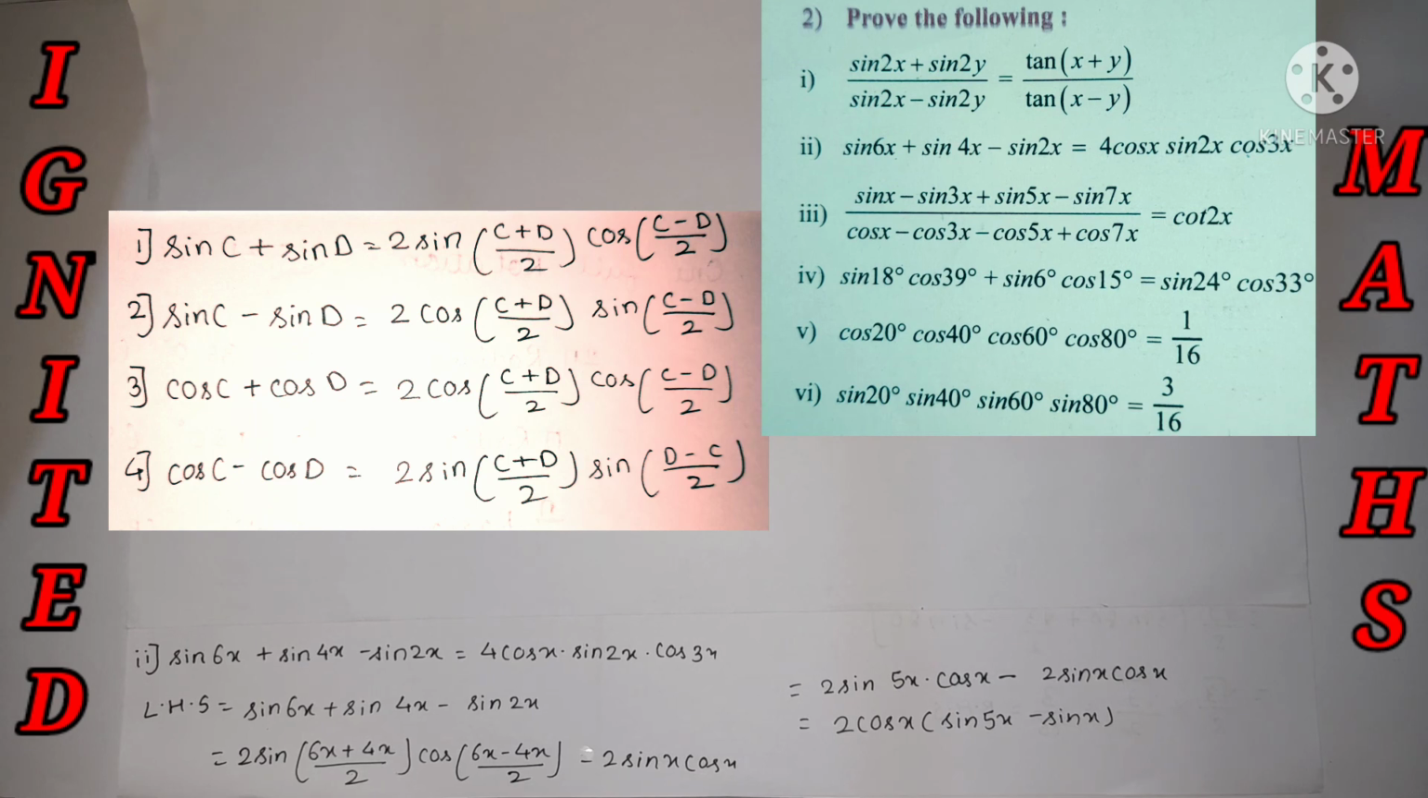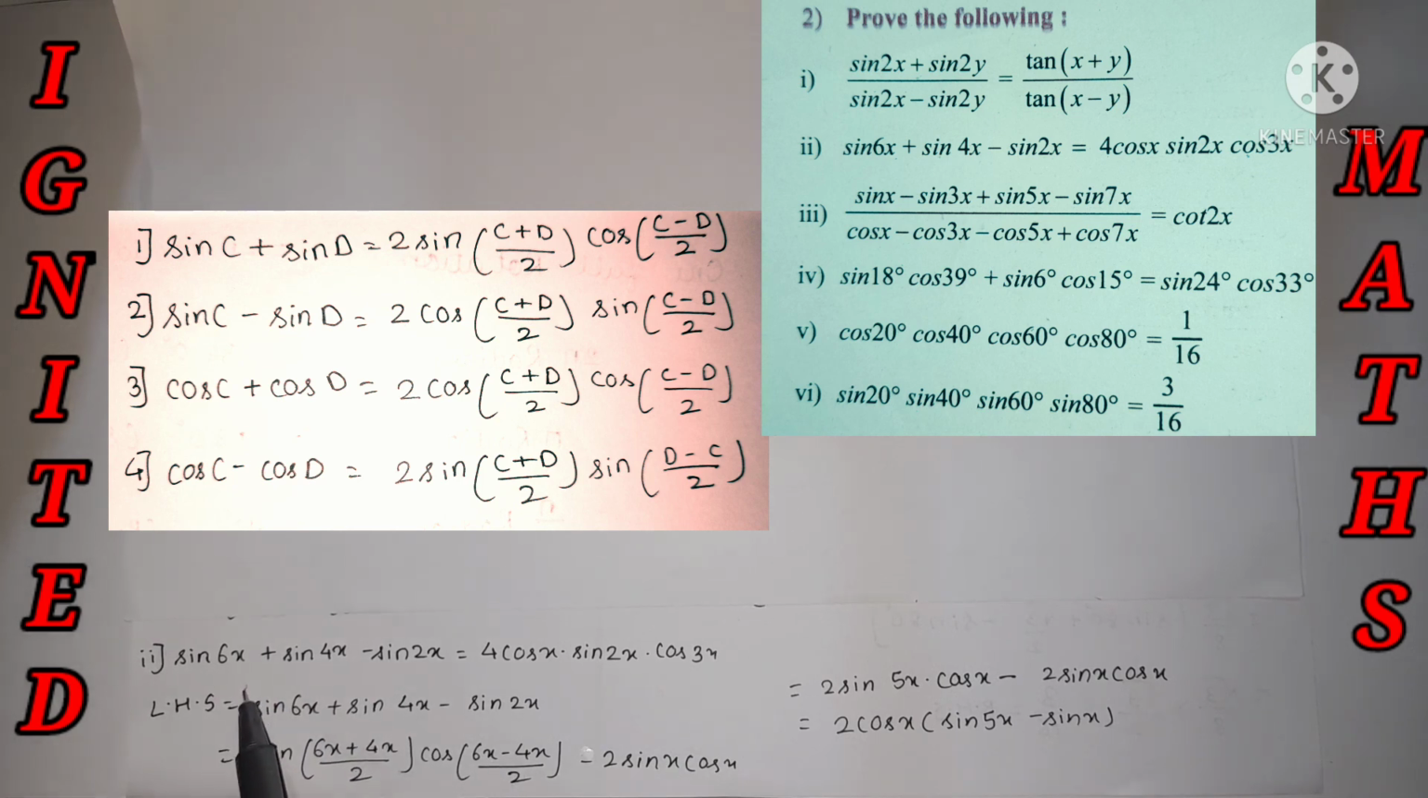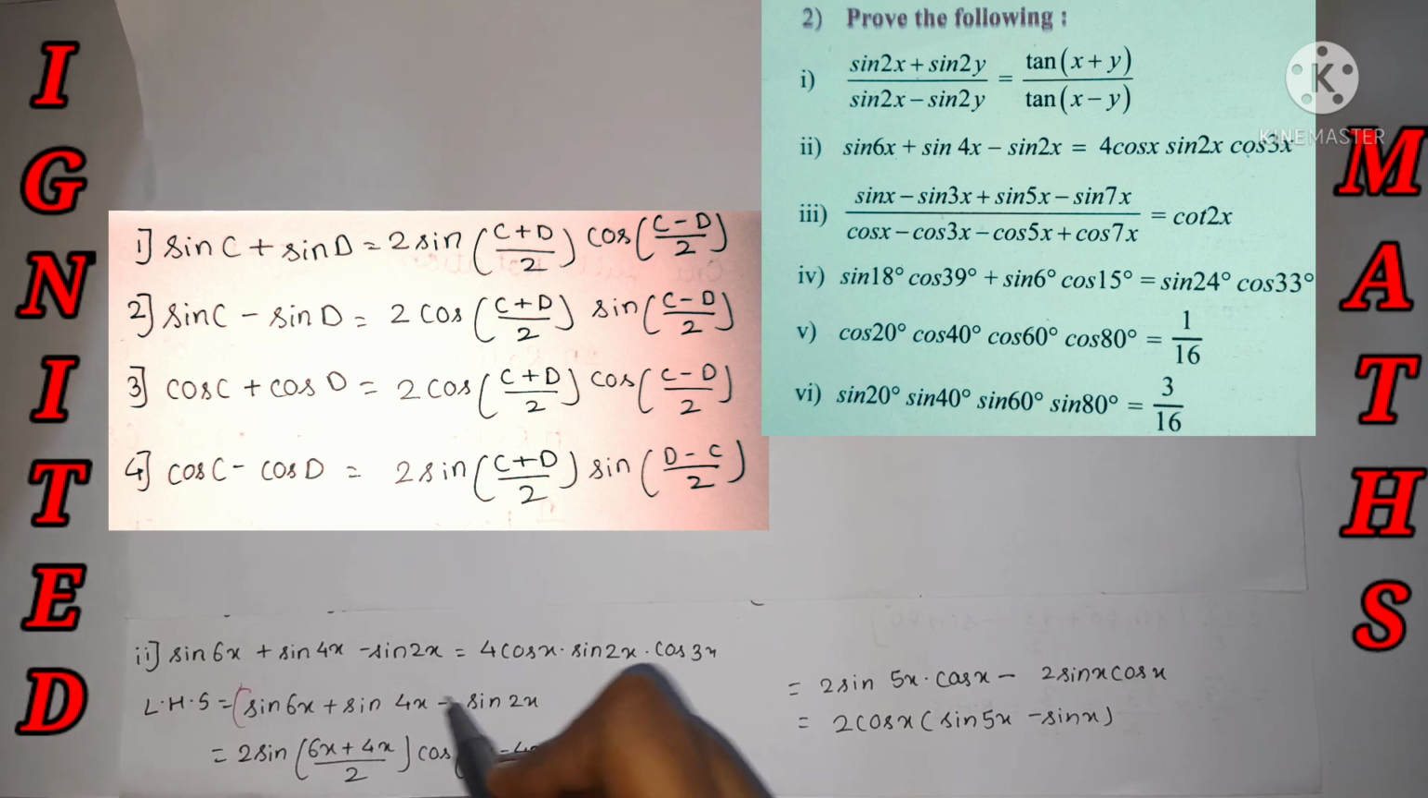Second sub question, we need to prove that LHS is equal to RHS. So I took the LHS value and let's prove it to the RHS. Here is a small hint for doing it. It is in the form of sine 6x plus sine 4x minus sine 2x. So I'll just apply the sine c plus d formula. It's nothing but 2 sine of c plus d divided by 2 into cos of c minus d divided by 2. Over here I have applied it.